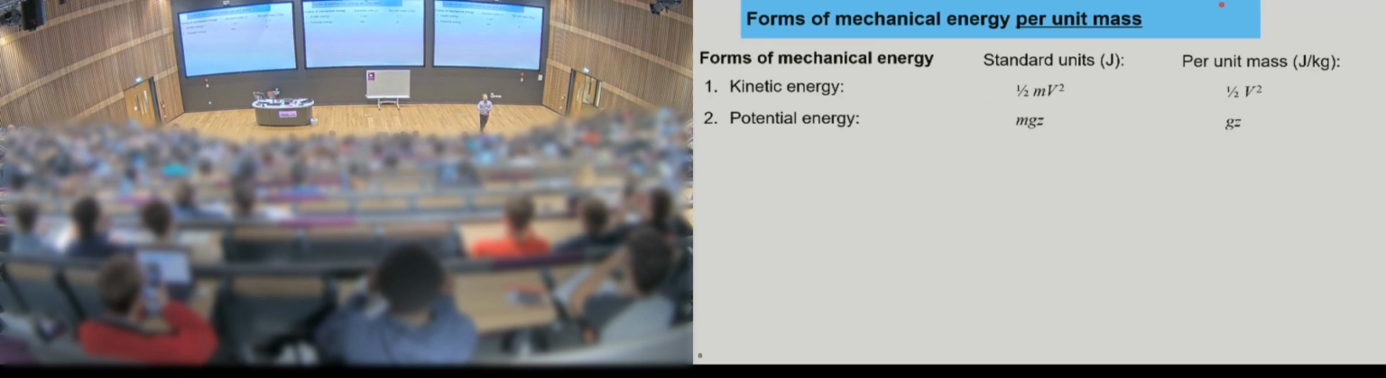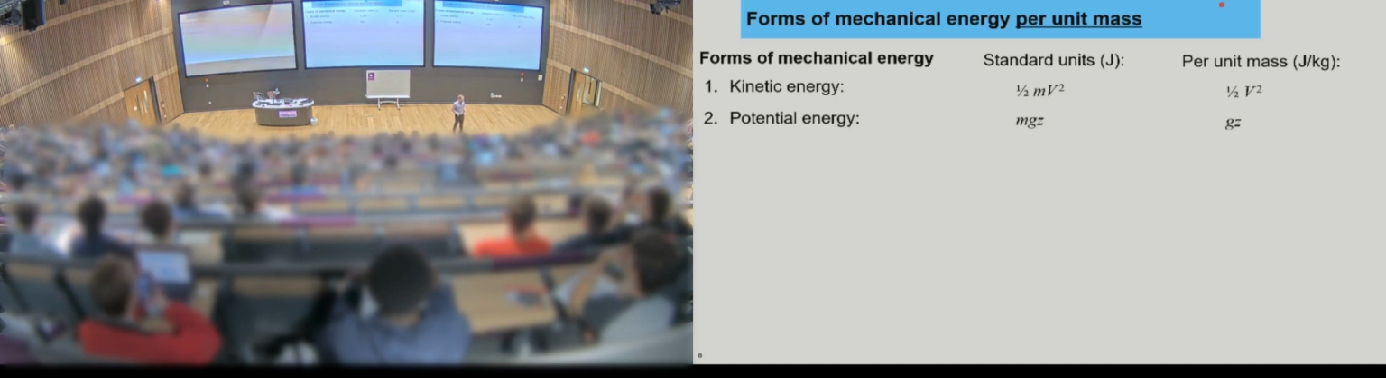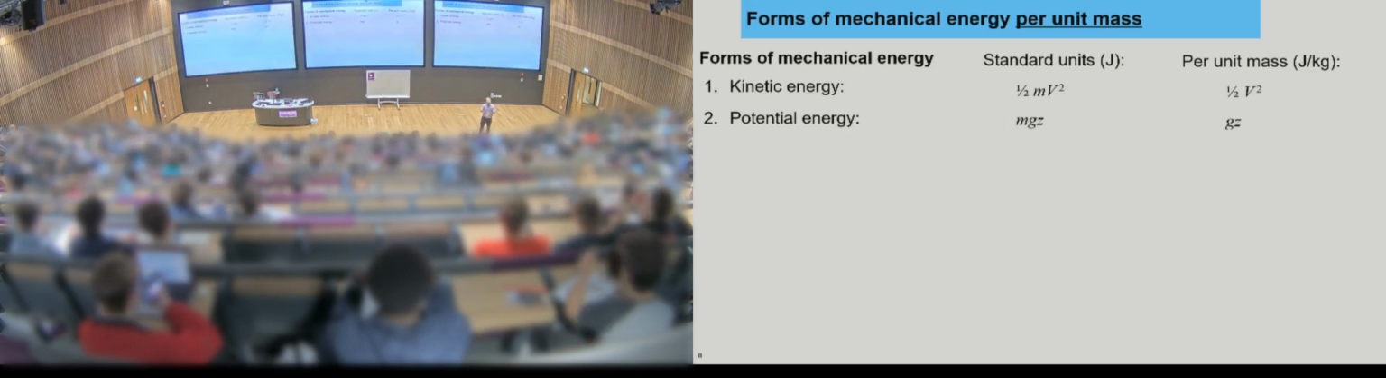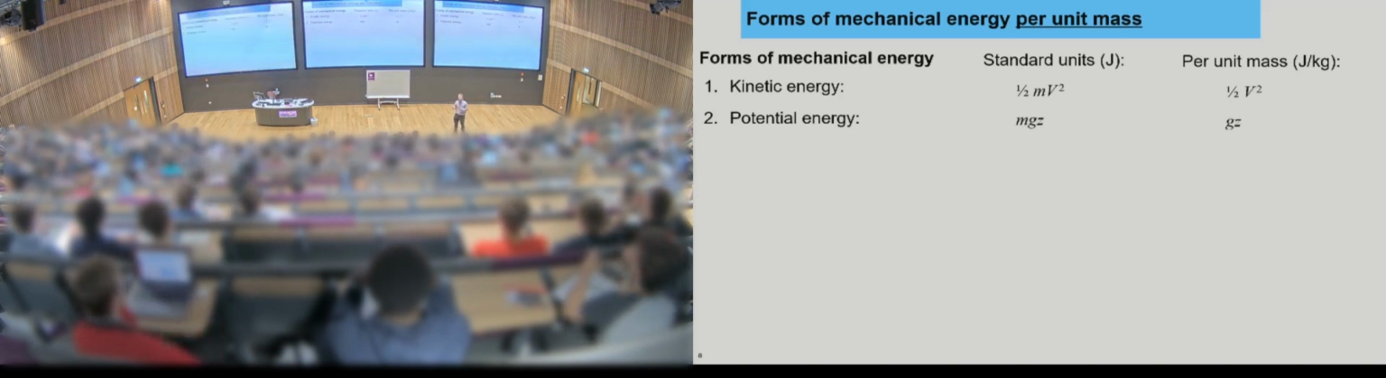Before, you've probably been used to thinking about your two forms of mechanical energy, which is kinetic energy and potential energy. You've probably been looking at these two, with standard units of joules, of a half mv squared and mgz for potential energy. As engineers, you will get used to thinking more in terms of energy per unit mass, joules per kilogram. So that's a half v squared and gz.